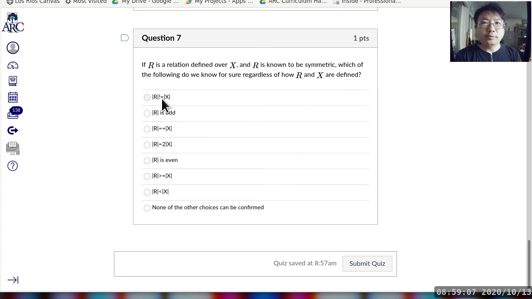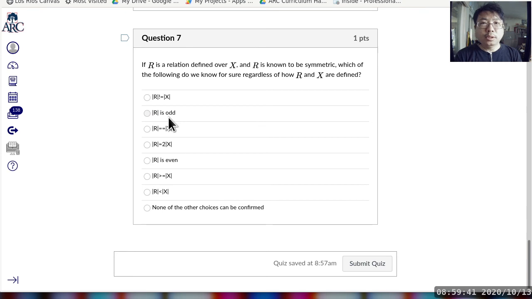The cardinality of R does not equal the cardinality of X. That cannot be guaranteed, because if R is the minimum relation in order to be reflexive, then their cardinalities would be the same. But if R is minimally reflexive, then it is also symmetric. So we have ruled this out. The cardinality of R is odd. Nope, definitely not true, because there's no guarantee.